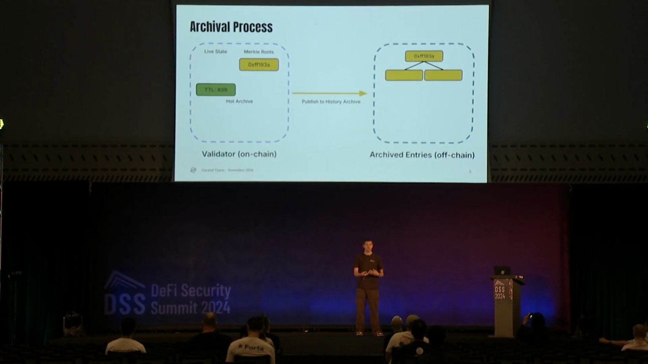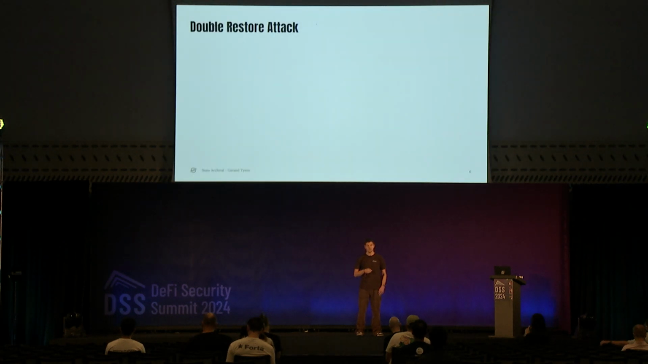This process then continues recursively, and you can imagine that over time, the validators store many Merkle roots, and then we have many Merkle tries in the off-chain archive. So this is the high-level design.